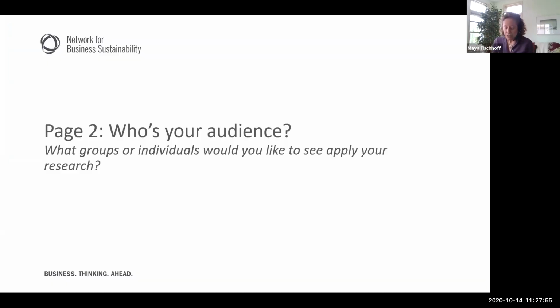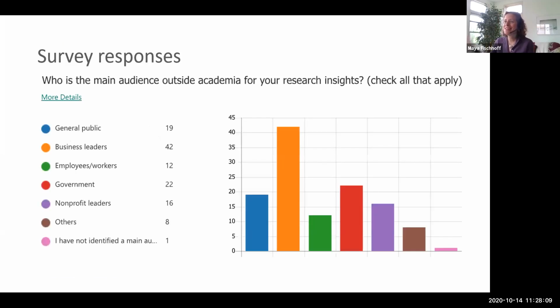All right, so if you look at the guide on page 2, we have: who's your audience? What groups or individuals would you like to see apply your research? And I'm going to show one of the slides from the survey. This is what we heard from the, I believe, 50 or so people who answered the survey. Think about this. Feel free to write down one or more audiences in your guide. And as you do that, I would encourage folks to type ideas into the chat as a way for us to learn from each other.